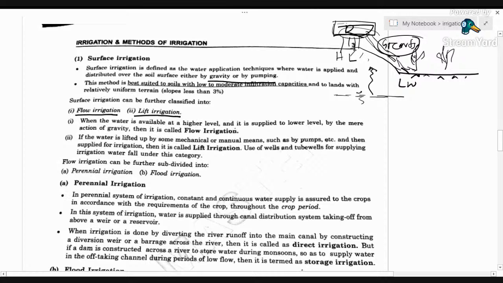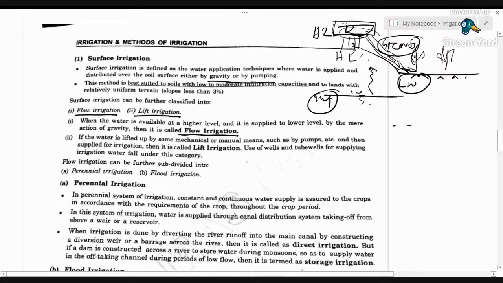Flow irrigation is irrigation that is generally done from a higher level to a lower level. This is my higher level and this is my lower level. The water flows because of gravity; that is called flow irrigation. Lift irrigation means, suppose with a tube well or any mechanical arrangement, we lift water either from the river or from the groundwater table. Then that water we use for irrigation. That is called lift irrigation.